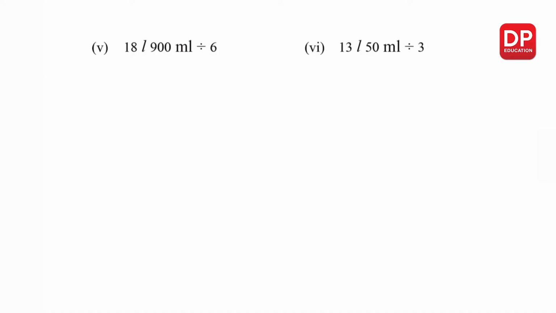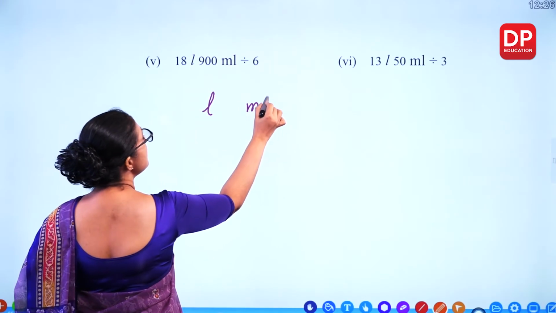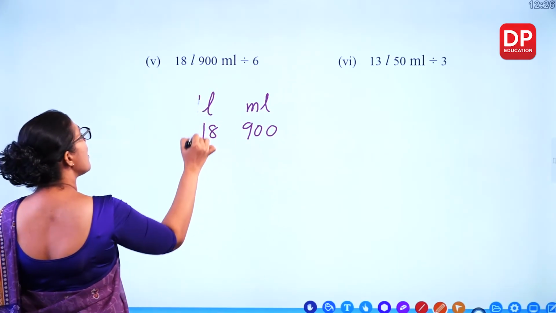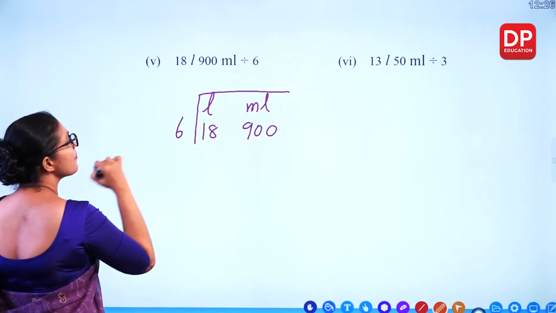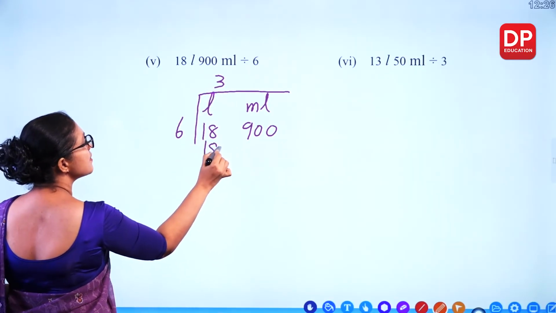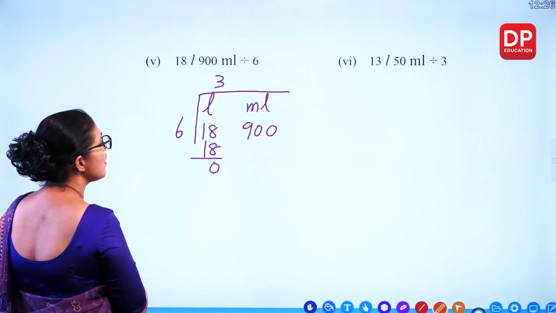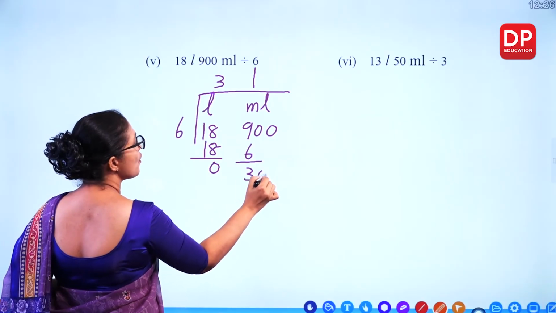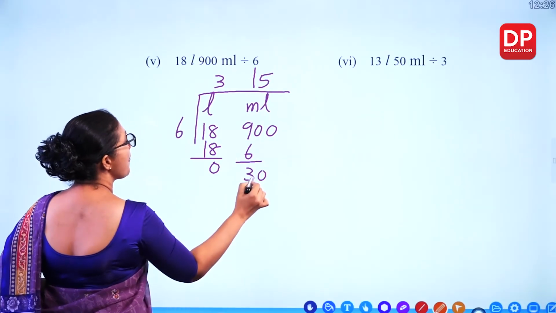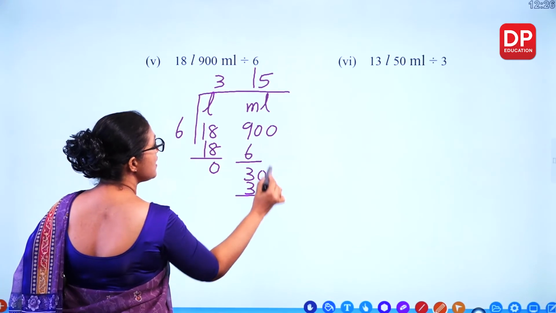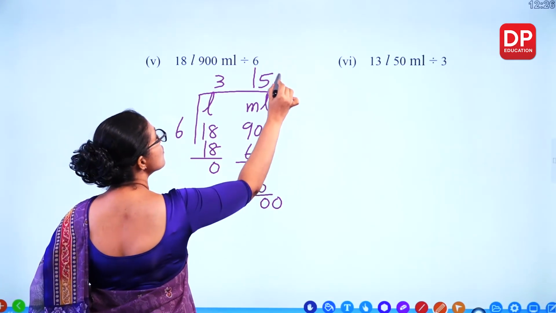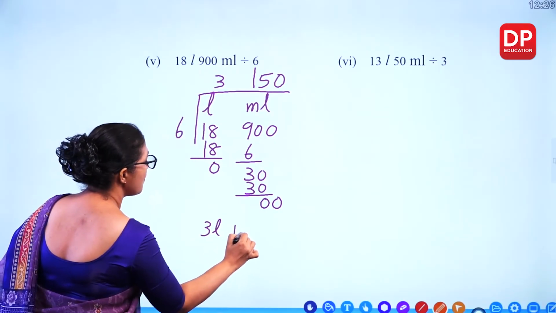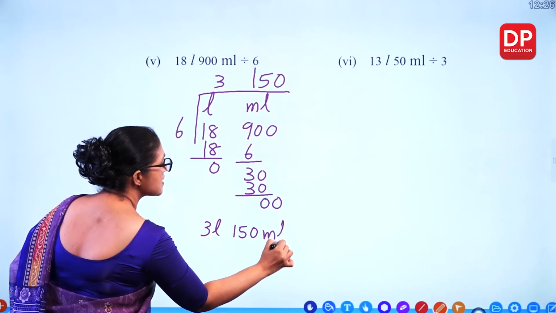Some more division. Liters, milliliters. So you can write it in a column like this and divide. 6 times 3, 18. 0 remaining. Now 6 times 1, 6. 3 remaining. For 30, that's 5. And 0 remaining, and there's an extra 0. So you put that 0 here. 3 liters and 150 milliliters.